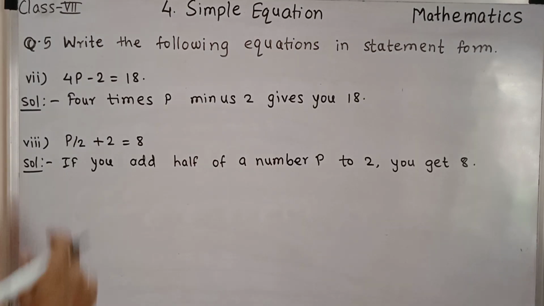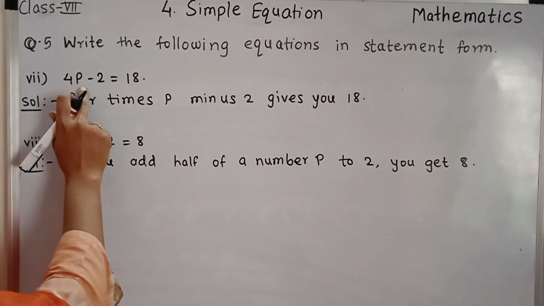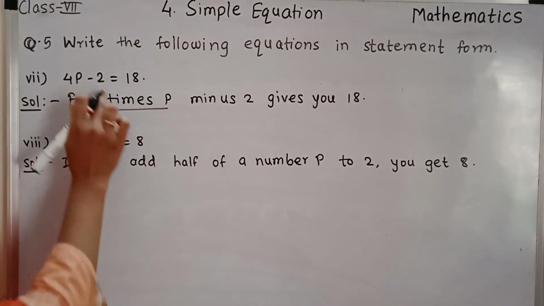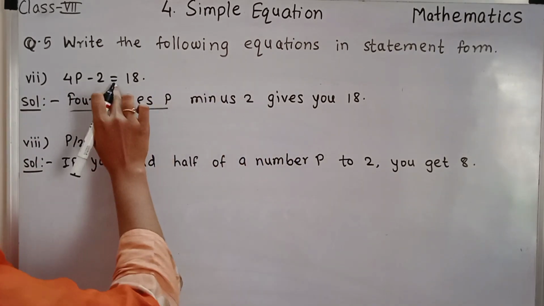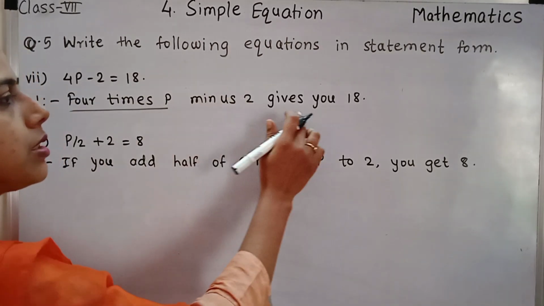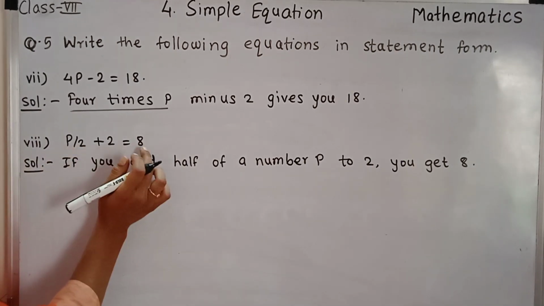Now moving to the next two sums as well. So seventh one is 4p minus 2 equal to 18. So 4 times of the p. 4p can be written as 4 times of the p. It is subtraction over here. So minus 2 gives us, equal to, what do we write for it? Either "is" or "gives you". So gives you 18.